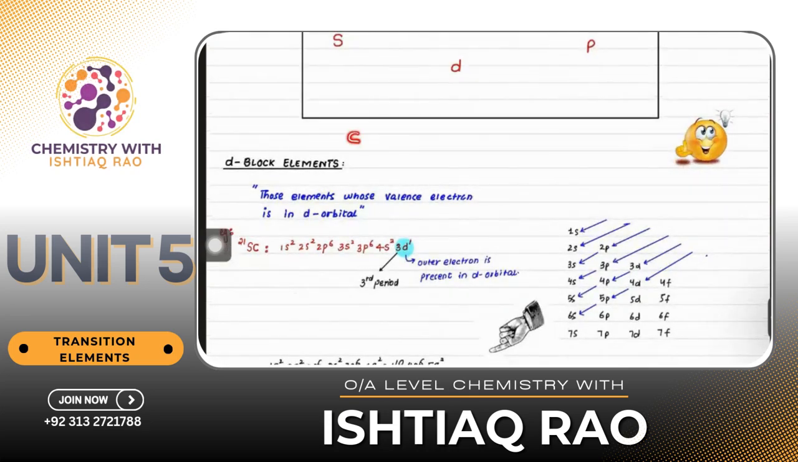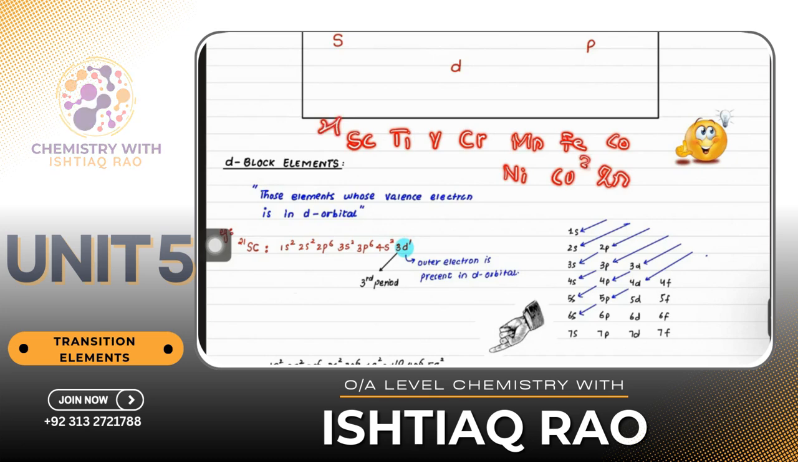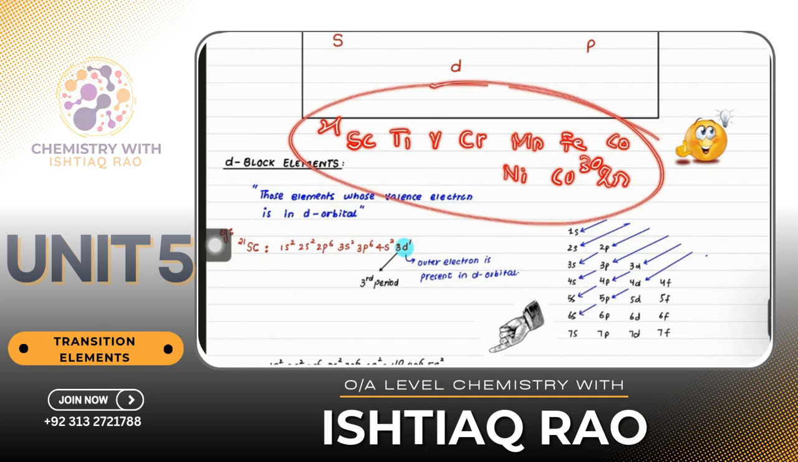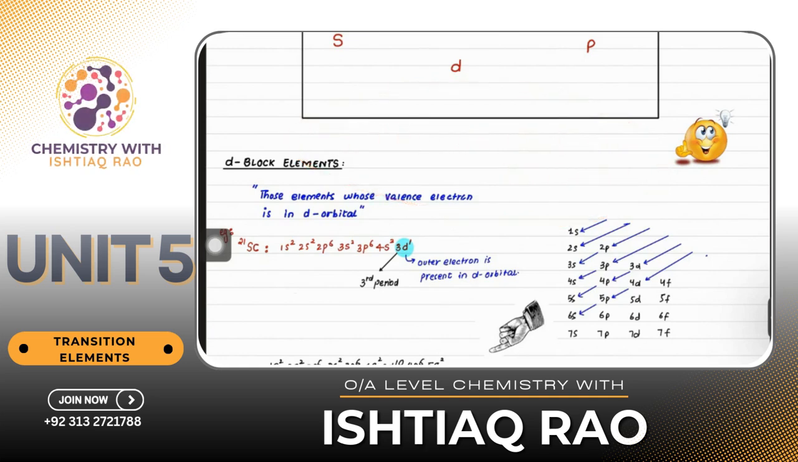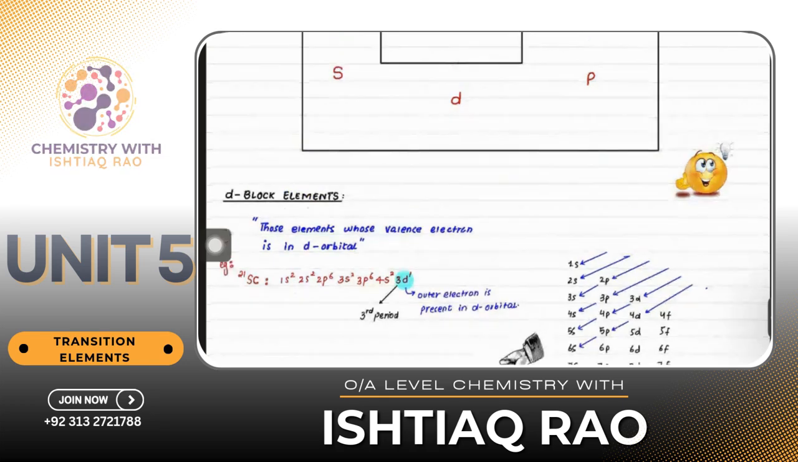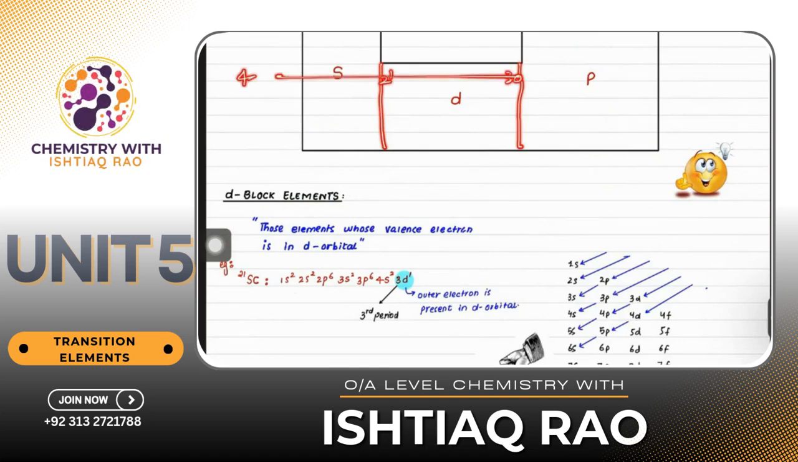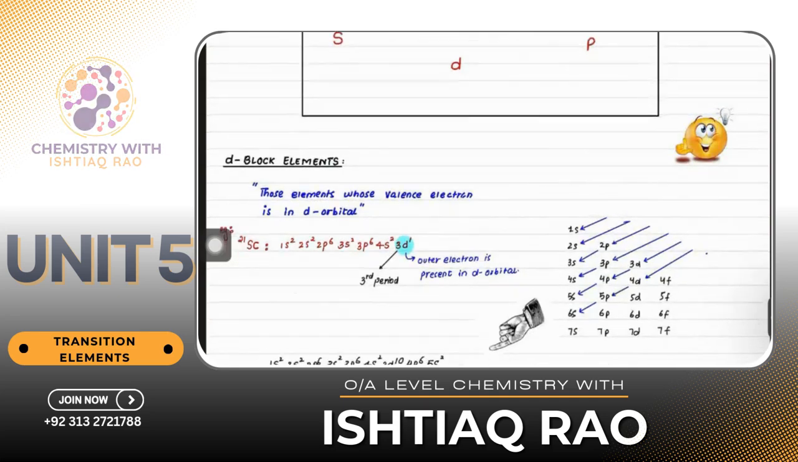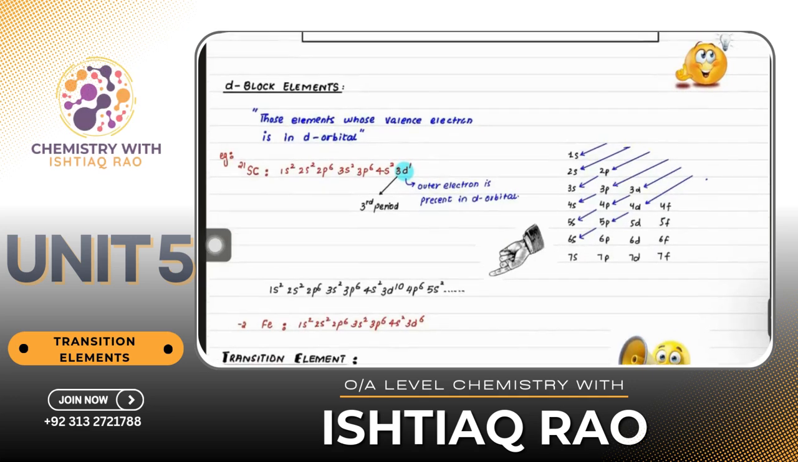When you write the configuration for scandium, titanium, vanadium, chromium, manganese, iron, cobalt, nickel, copper, and then zinc, like 21 to 30, you will see that all the elements have their outer electron in the d orbital. So I would say they are the d block elements. And d block elements are present in the middle of the periodic table, 21 to 30, in period 4.